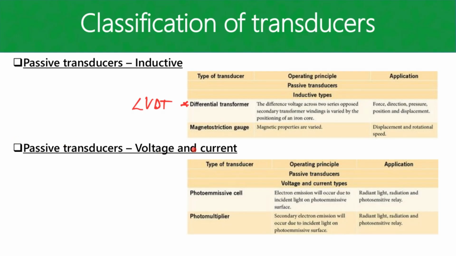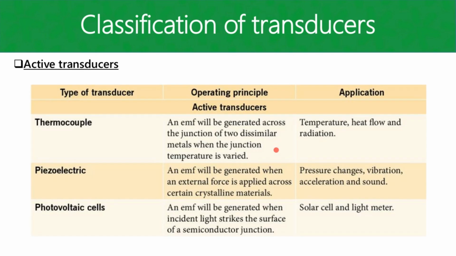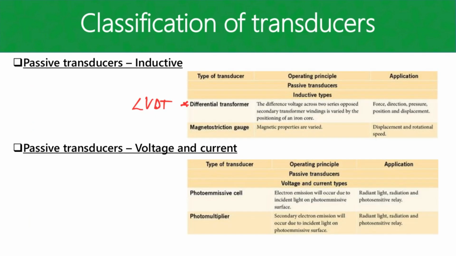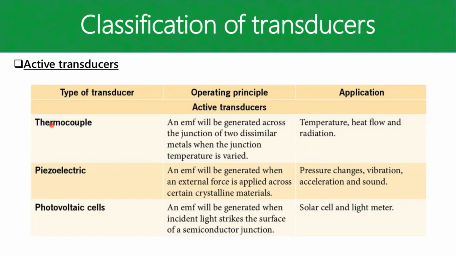Then passive transducers, voltage and current. So you have your photoemissive cell, photomultiplier tube. So photomultiplier tube is actually something that you guys are going to see in N6 again. Actually do calculations with that thing. It's actually a very interesting device. But not really being used anymore. Let's just put it that way.